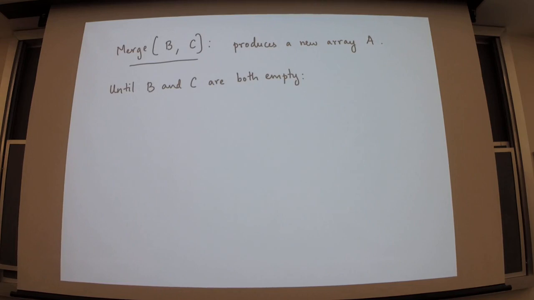If B and C are both empty, you add the minimum of A and forfeit, remove it from first marking.